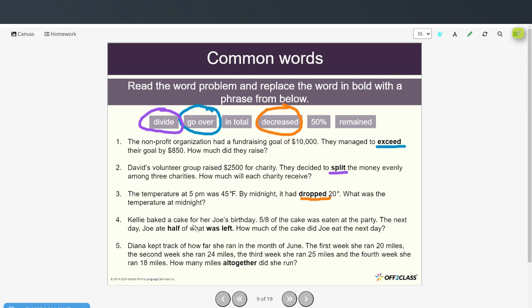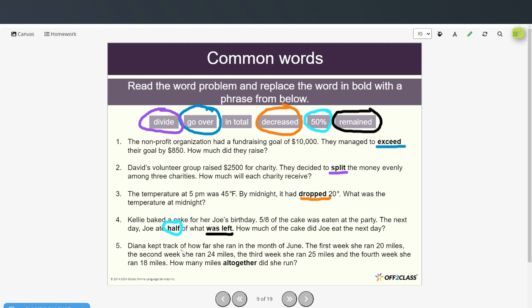Kelly baked a cake for Joe's birthday. 5/8 of the cake was eaten at the party. The next day, Joe ate half of what was left. How much cake did Joe eat the next day? So Joe ate here, the half could be 50%, and was left would be remained.